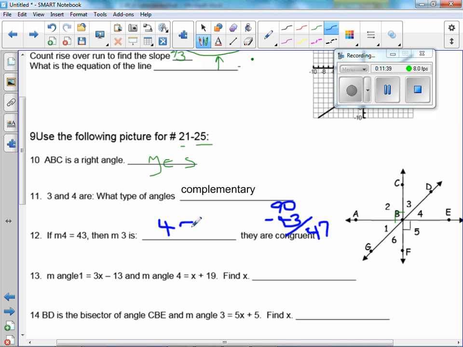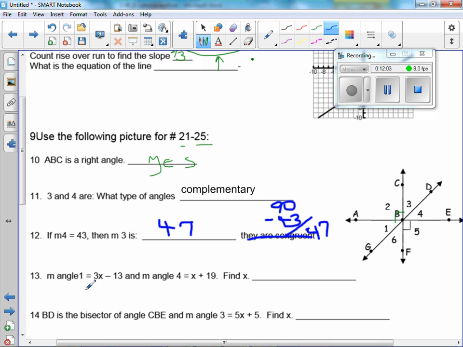It's 47. So if the measure of angle 4 is 43, then the measure of angle 3, they are not congruent. So mark through that. Because the measure of angle 4 and angle 3, they're 90. They are complementary angles. Supplementary angles, it's 180.